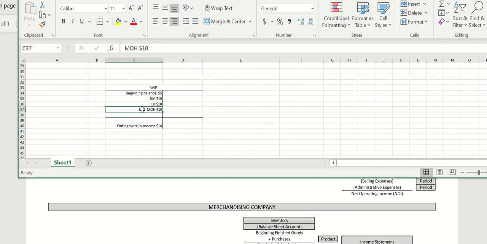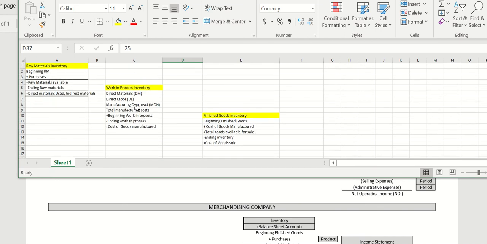So how do I get from $35 to $10? $25 must have been transferred out, and I have $10 left in the ending balance of work in process. If I'm going to credit my work in process, that means they're finished goods, so I should be debiting my finished goods and crediting my work in process. We've moved them over, they've been finished. That's what you'll see in this formula: all of your manufacturing costs at the beginning minus the end, and this must be what we've transferred out or finished, the cost of goods manufactured.